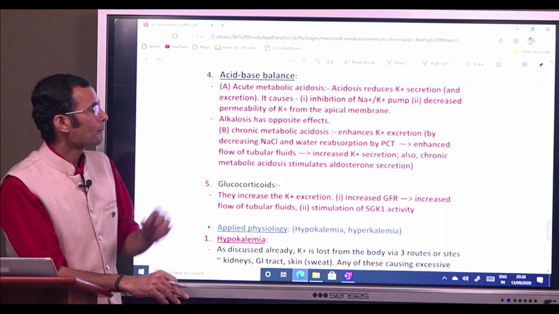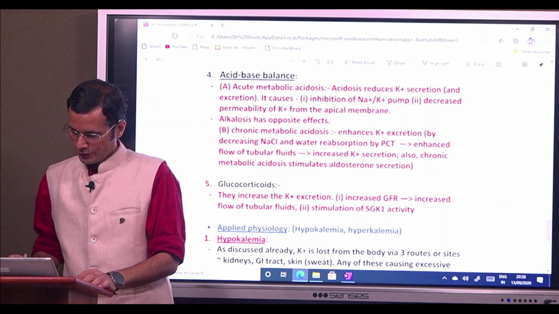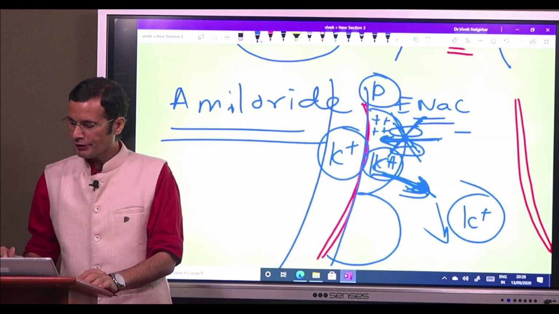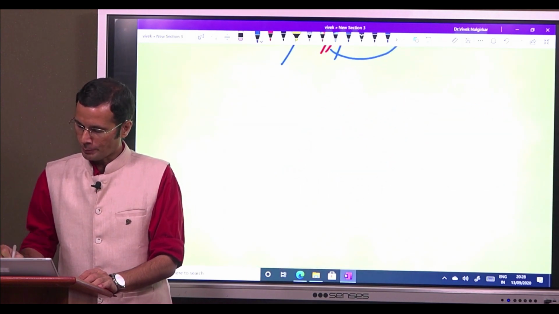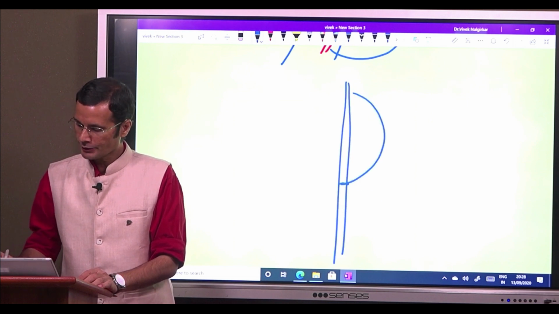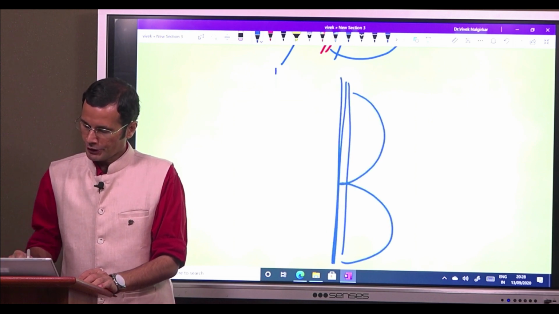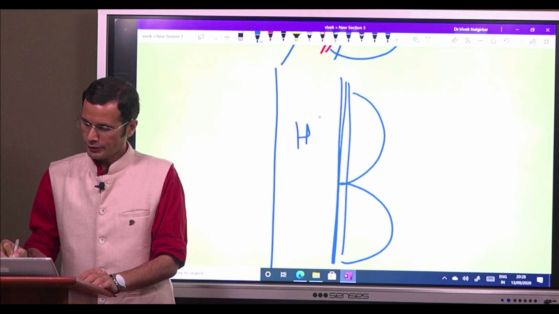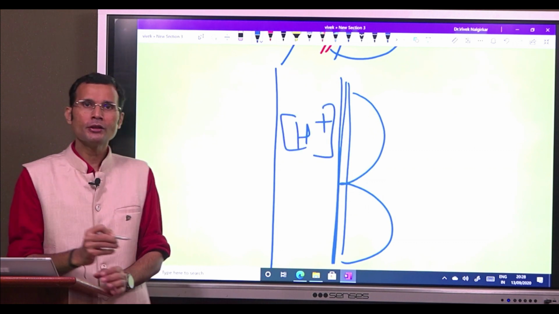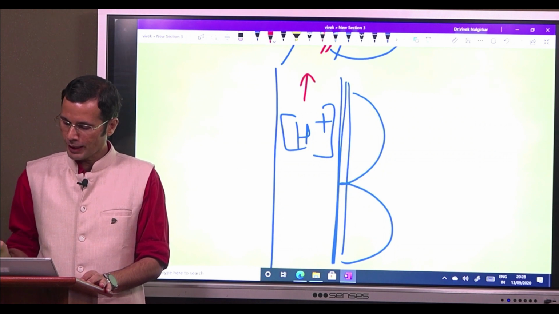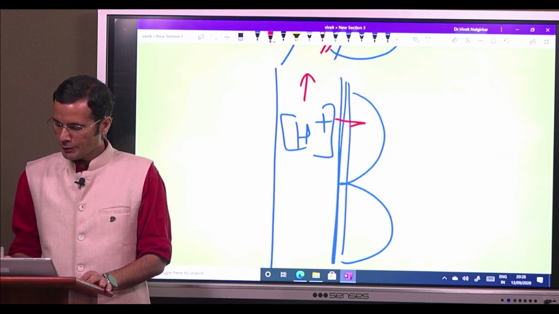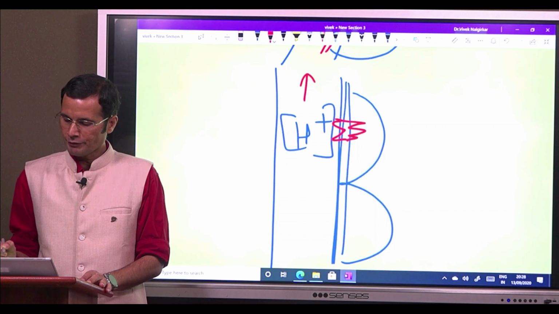Remember this. Acidosis reduces the activity of the sodium potassium pump. So this is a collecting duct and here is the blood vessel, and now there is acute metabolic acidosis. So H+ has increased in the plasma. It will inhibit the sodium potassium pump activity.